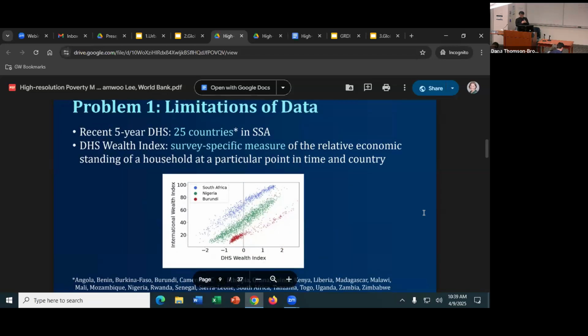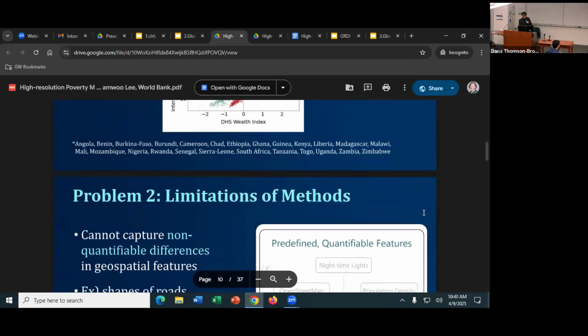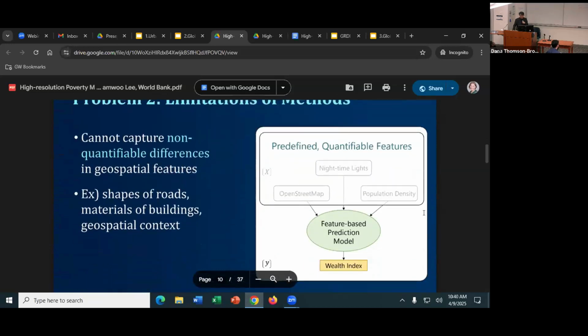The problem number one is about the limitation of training data. As you know, the DHS wealth index is a survey-specific measure, so you cannot take other countries' or other surveys' index and apply it to our country of interest. And problem number two is a limitation of method. The feature-based model cannot capture any non-quantifiable differences.